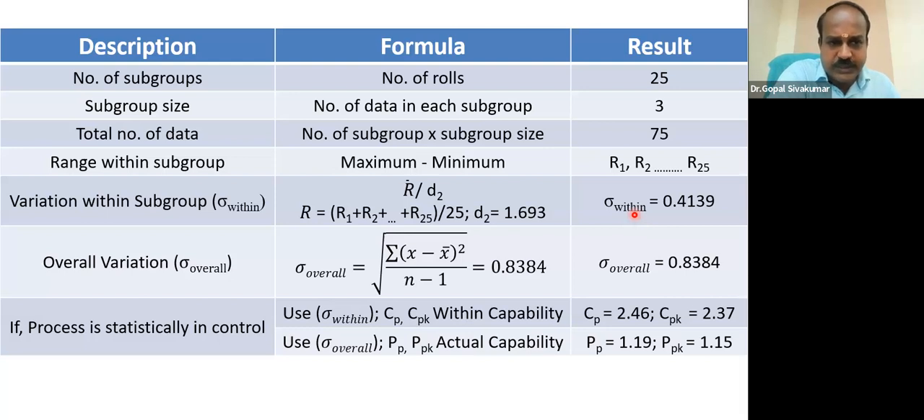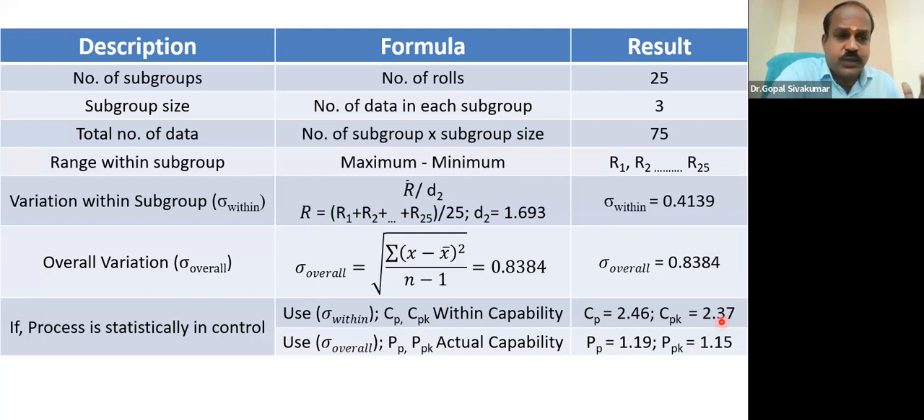If you use this standard deviation in your formula, that will give you Cp and Cpk. Clear, all of you? Now within is calculated, Cp is found to be 2.46, Cpk is 2.37. Now what is your conclusion? Process is capable? Very capable. Doubly capable, above 6 sigma. Please note, this is true in the short term. But I am concerned about the long term.